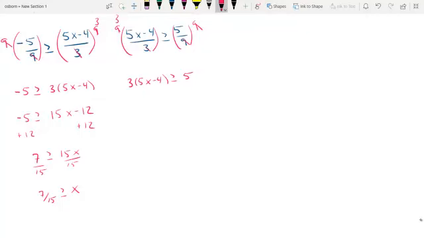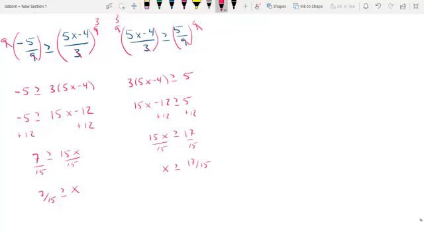Now I'm doing the same thing for this other one, so I distribute the 3. That gives me 15x minus 12 is greater than or equal to 5. I add 12. That gives me 15x is greater than or equal to 17. And then I divide both sides by the 15 to get x is greater than or equal to 17 over 15.